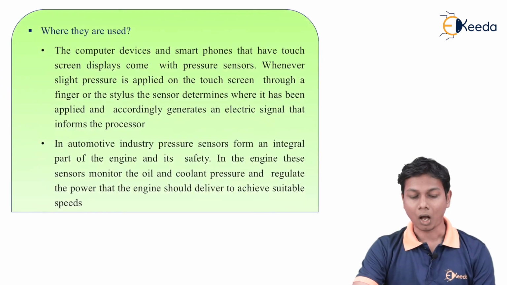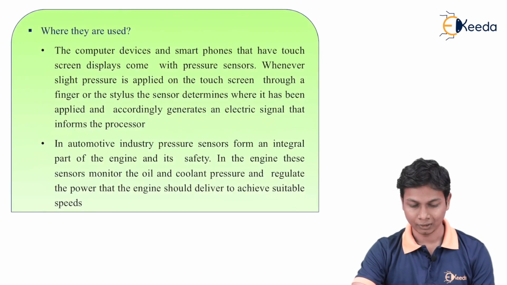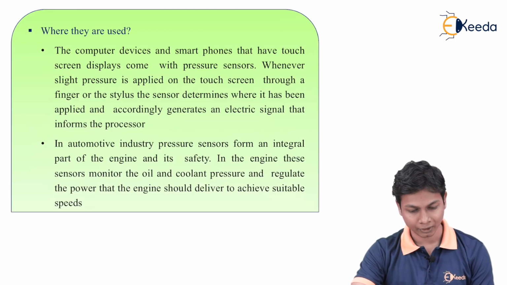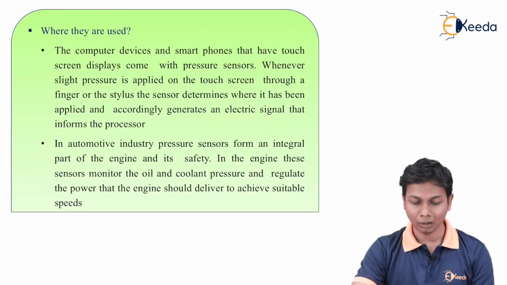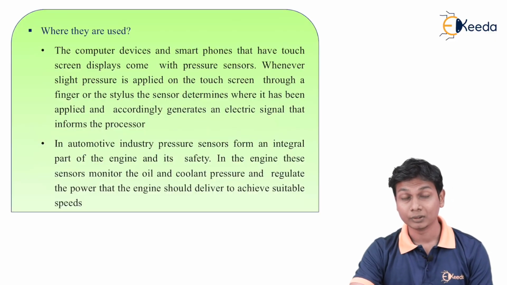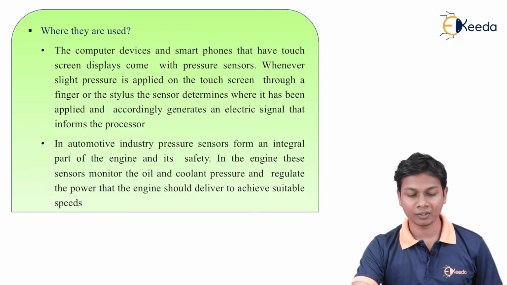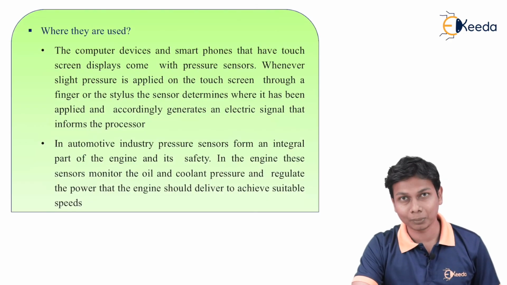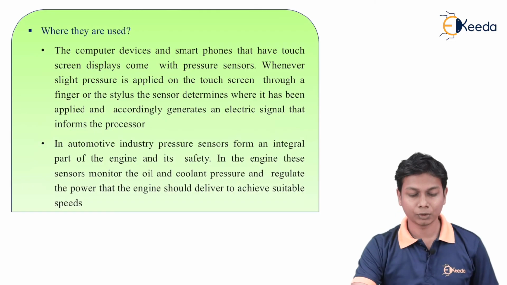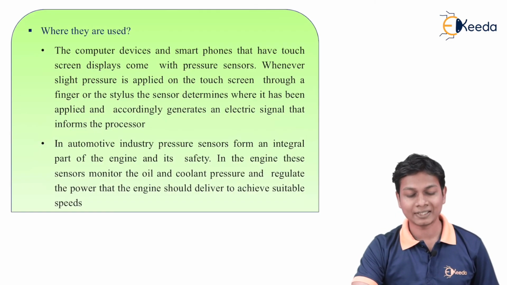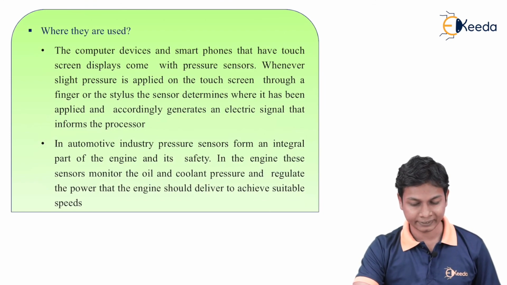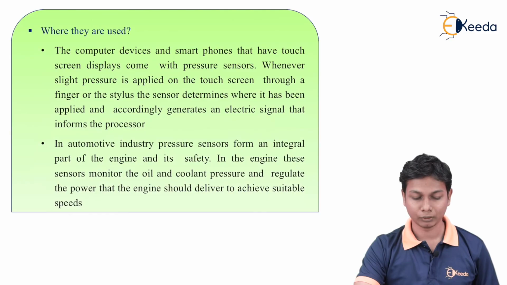Now, how do we use a pressure sensor? Computer devices and smartphones that have a touch screen display come with a pressure sensor. Whenever a slight pressure is applied to the touch screen through the finger, or you can say stylus, the sensor determines where it has been applied and accordingly generates an electrical signal that informs the processor.